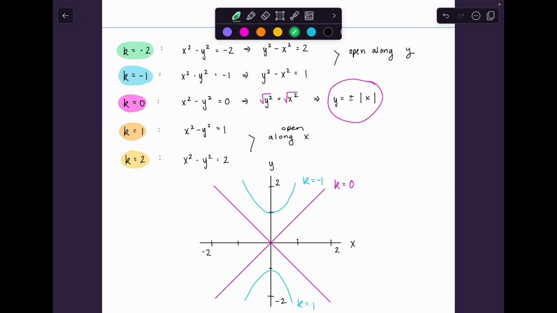When you move on to this one right here, when k equals -2, you'd have to divide everything by 2 to get a 1 over here. And that would tell you in the y direction you move a distance of root 2, which is roughly about 1.4. So really you're going to go through around here on both of these. So when k equals -2, we get another hyperbola in this direction.